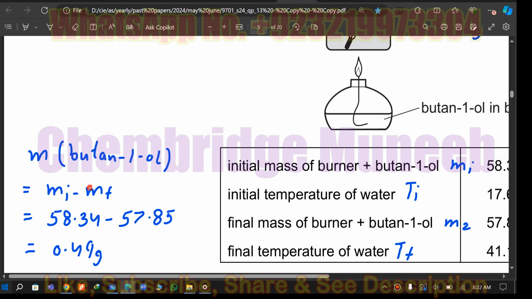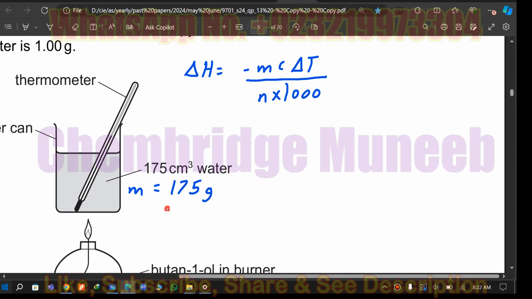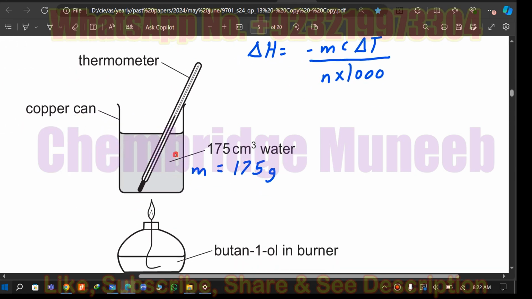Now some students get confused about which mass will be used in the expression of the delta H. So mind it that we are using this value of the mass, which is of water. Why is it so? Because the reaction is being carried out in the aqueous solution, so this is the mass of the water which basically gets heated up, and because of that the temperature rises.